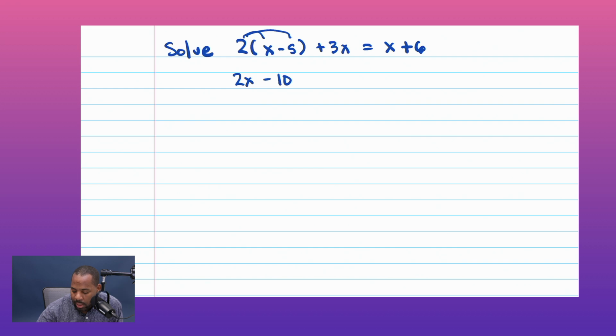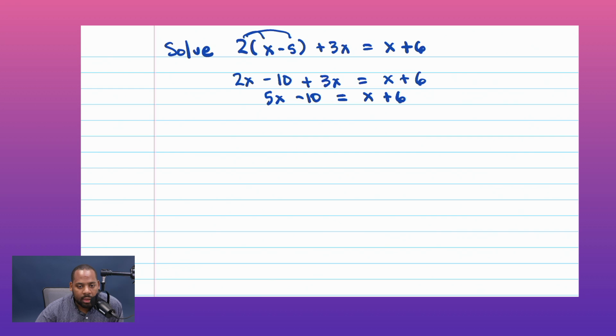Minus 10. 2 times 5 is 10. Plus 3x is equal to x plus 6. Let's follow those same steps. We have like terms on the left side, 2x plus 3x. Now we have 5x minus 10 is equal to x plus 6.